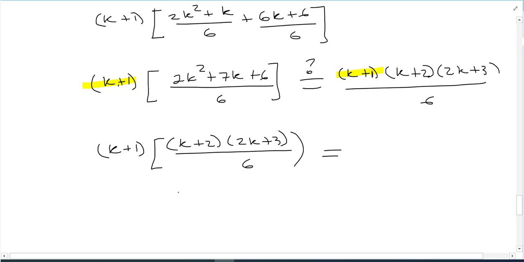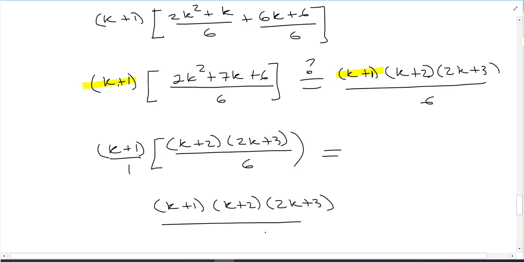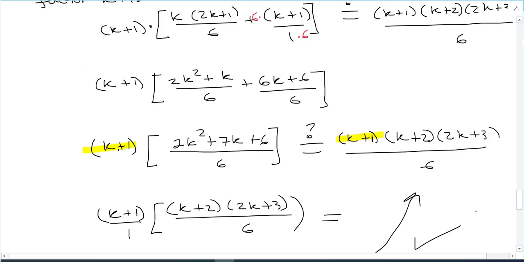Notice that once I put everything over 6, because this is just multiplication, so numerator times numerator, denominator times denominator, so yeah, I'm going to have k plus 1 times k plus 2 times 2k plus 3 over 6, which is what we have on that side. So we did it. So what did we show?